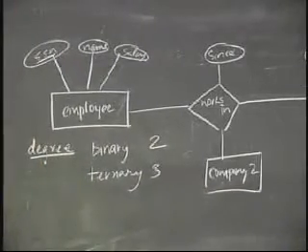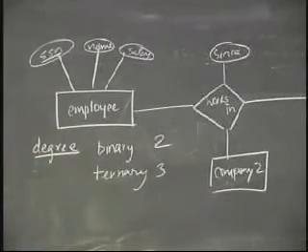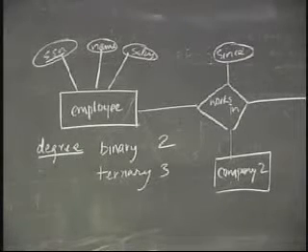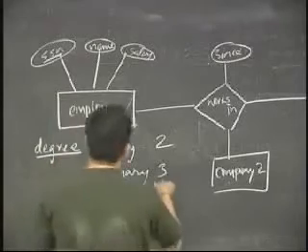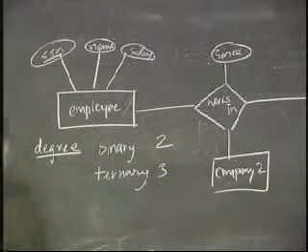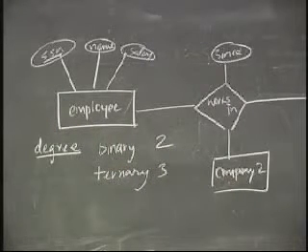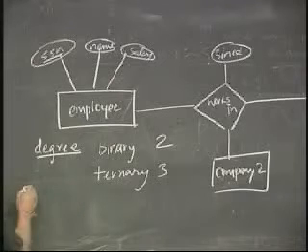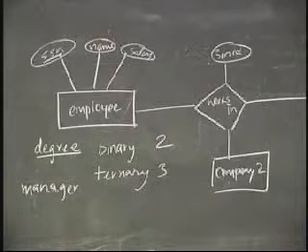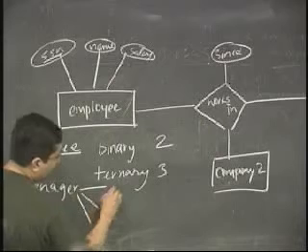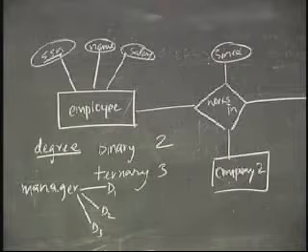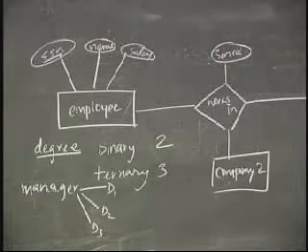Next is what kind of constraints make up a relationship. One is the cardinality ratio. You can have an employee working in one department, or a manager. A manager can have multiple departments that he could manage, right? So this would have 1 to n cardinality.